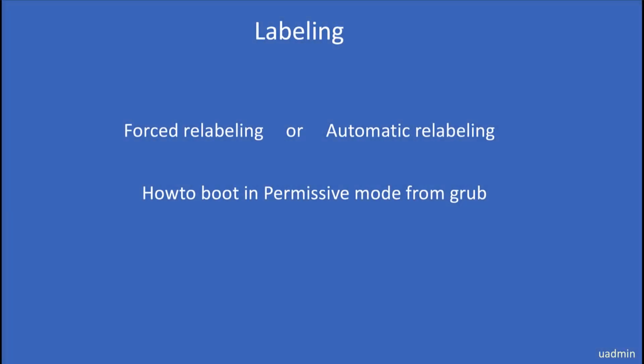Now, the last section of this module is on two things. First, we will look at a forced relabeling of all files, and then an automatic relabeling after having been in disabled mode. And then we will discuss why it would be wise to boot in permissive mode and how to do that. In fact, this is the serious bit I was referring to earlier. It could even be called a warning.